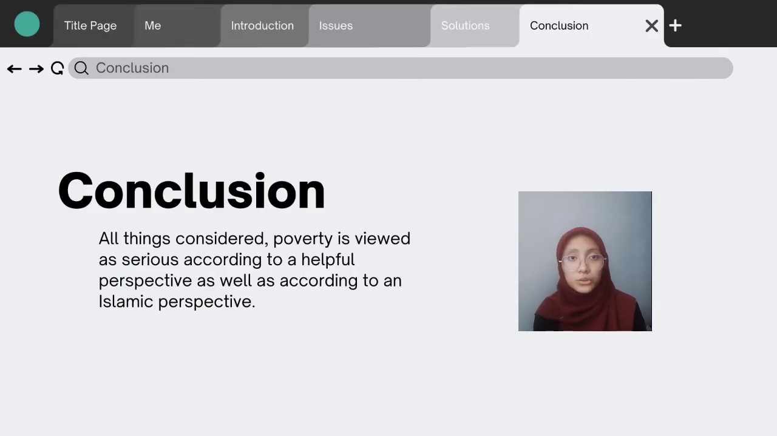So as a conclusion and a summary, beginners ought to be offered a unique consideration in view of its high rate, yet additionally in light of its multi-phase perspective. All things considered, poverty is viewed as serious according to a utilitarian perspective as well as according to an Islamic perspective.